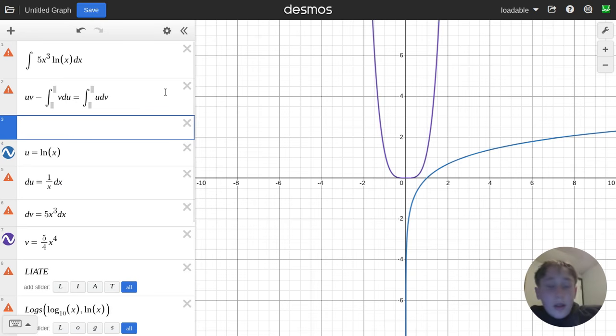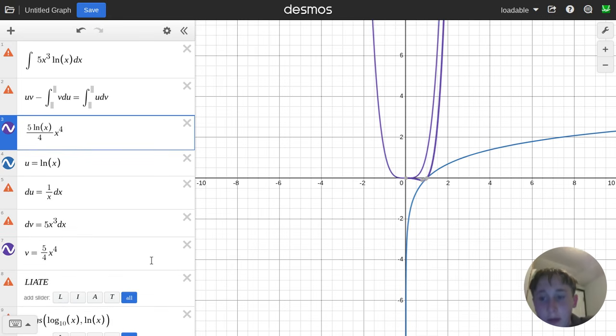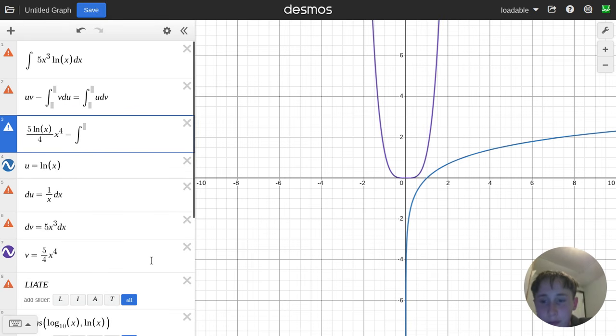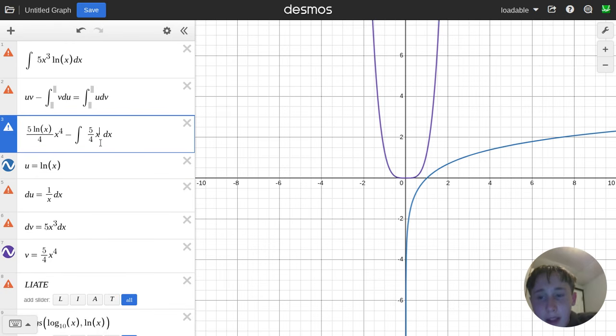So essentially our expression, it's not final, but the one we have to simplify, is going to be log natural x times 5 over 4 x to the fourth, minus the integral of 5 over 4 x to the fourth times 1 over x dx. Now, what's x to the fourth over x? It's x to the third. So this automatically becomes x to the third.